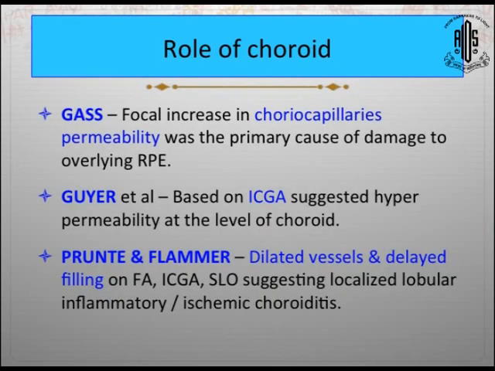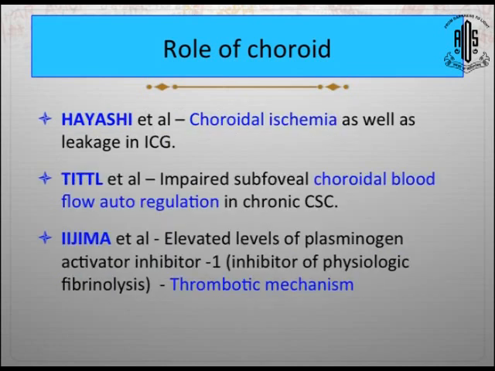This was supported by a lot of people like Gass, Geyer et al., and Prunty and Flammer. Gass had proposed that a focal increase in the choriocapillaris permeability was the primary cause. Again, on ICGA, there was hyperpermeability seen at the level of choroid, which was kind of an evidence for this choroidal theory. Prunty and Flammer noted dilated vessels and delayed filling in the FA, ICGA, and SLO, which was suggestive of localized lobular inflammatory and ischemic choroiditis.